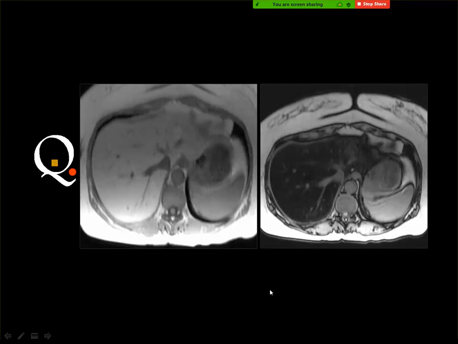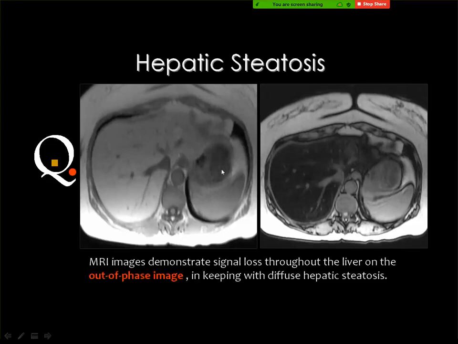Fatty liver. Storage. Liver, yes, and this is the T1. You see the brightness of the liver, and this is T1 out of phase, and you know it by the dark line outlining the organs, and you got the suppression of the fat in the out of phase image, diagnostic of microscopic fat.